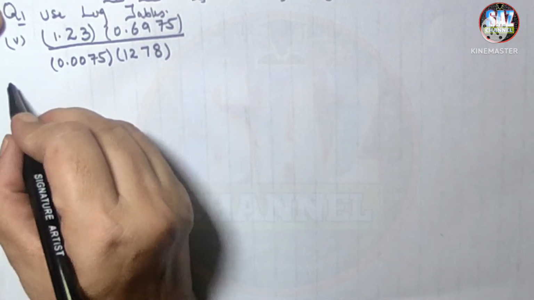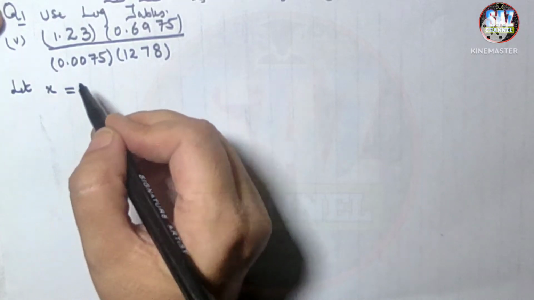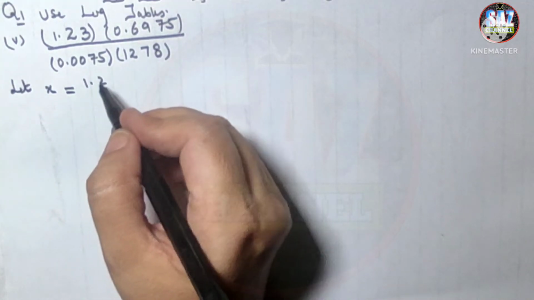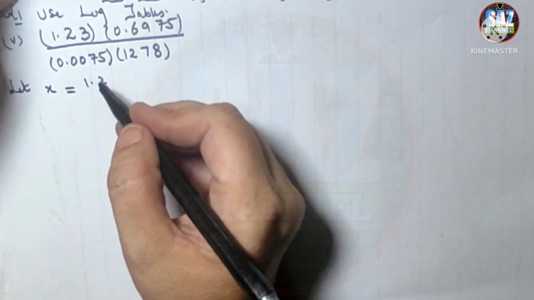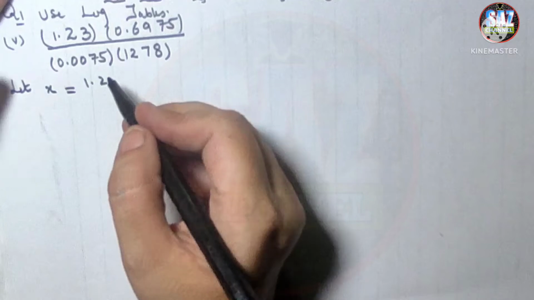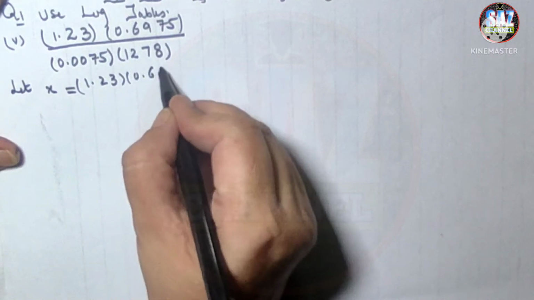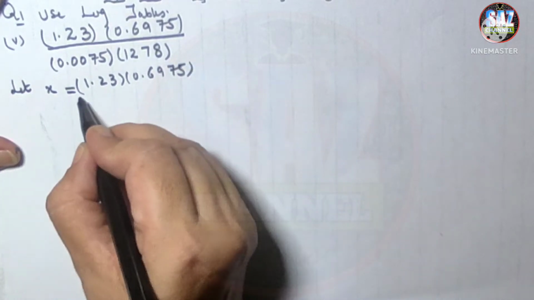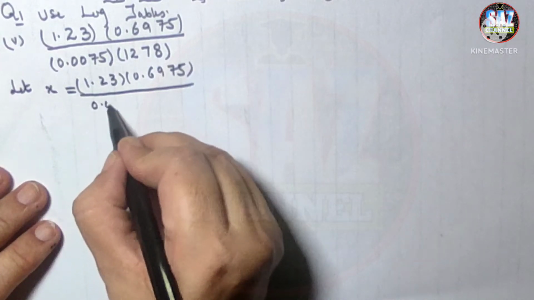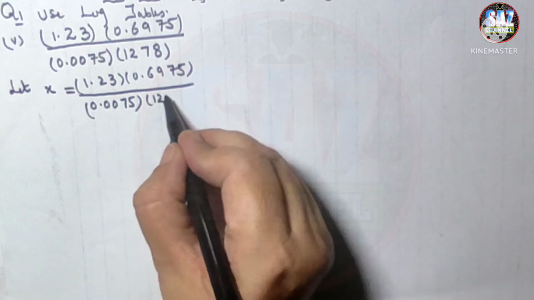I will be going really slow because these questions are a real problem for some of my students, and class 9 is too young at this stage. They have some problem with this exercise because this is a really new topic for class 9. Okay, x equals 1.23 multiplied by 0.6975 divided by 0.0075 and into 1278. After this, what do we have to do?